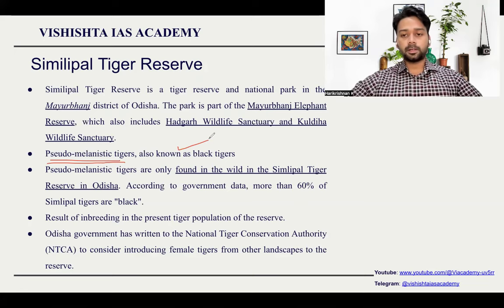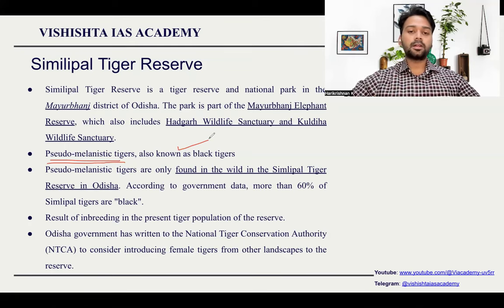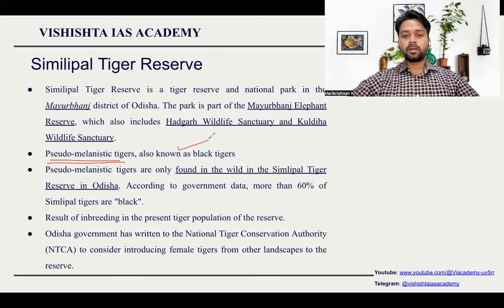What is a melanistic tiger? As you know, a tiger will be golden color and it will have black stripes. A melanistic tiger is when the entire body is converted into black color because of an extreme amount of production of melanin. A pseudo-melanistic tiger is when the black stripes become bigger in size so that most of its body is covered with black color. So this is present in Simlipal Tiger Reserve.